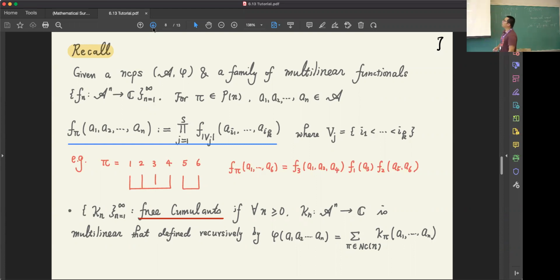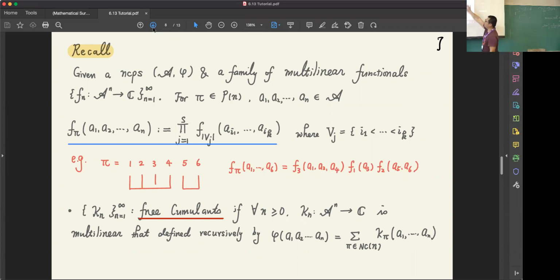Let's keep going. Now, given a non-commutative probability space, the first few lines are just notation. If we have a family of multilinear functionals, we call it F_m. Then for a given pi and given elements A1 up to Am in A, we define F_pi of A1 up to Am this way. For each block, we consider F of the size of the block, and plug the corresponding elements into the function. Then we take the product of them. So it's a little vague.